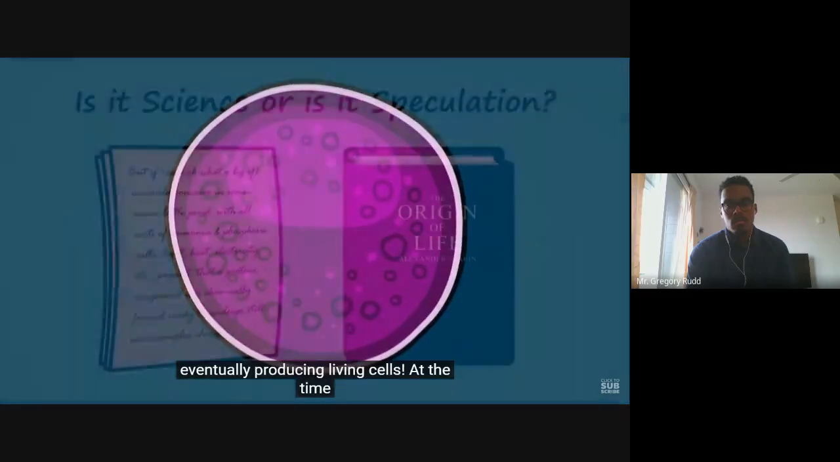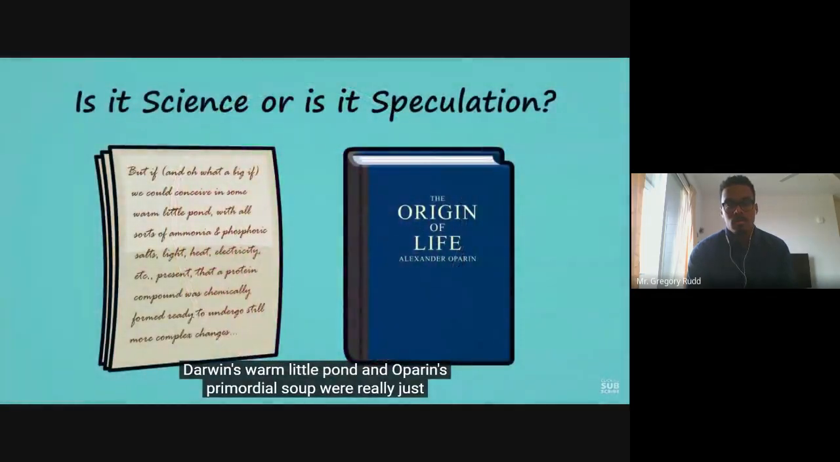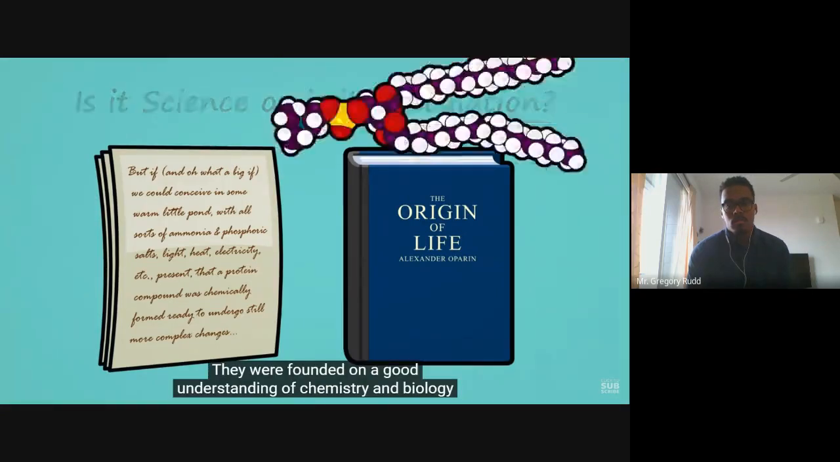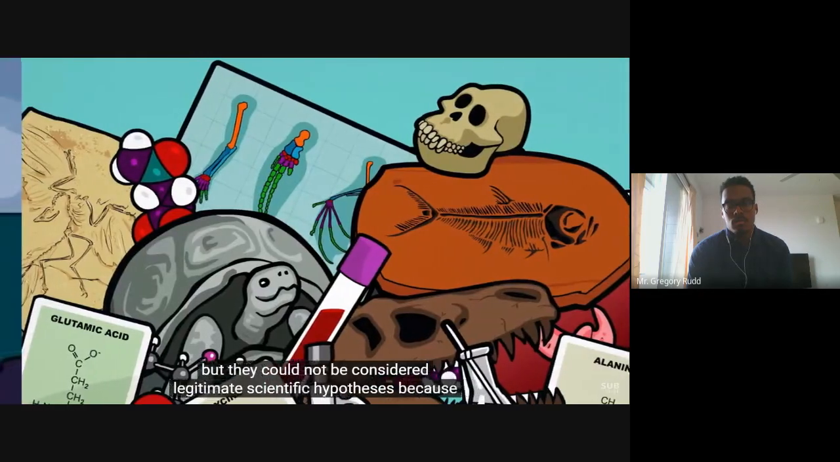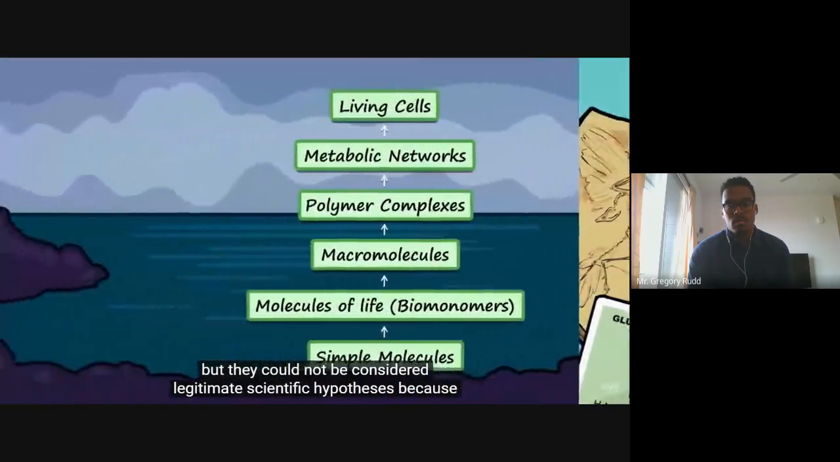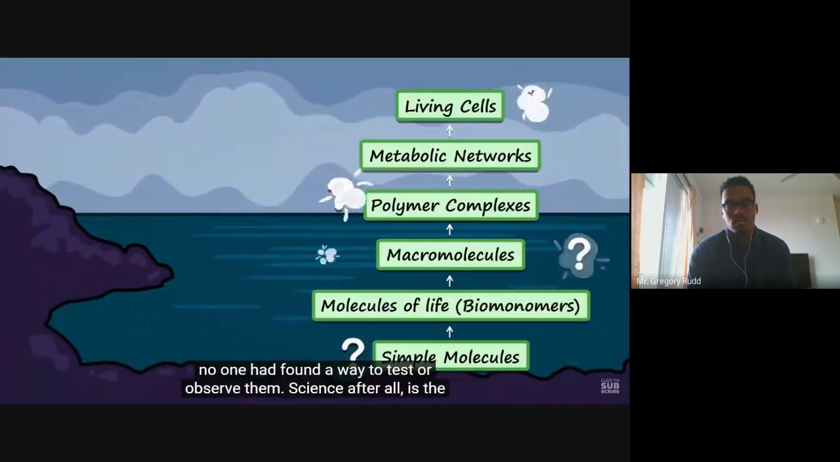At the time, Darwin's warm little pond and Oparin's primordial soup were really just speculation. They were founded on a good understanding of chemistry and biology, but they could not be considered legitimate scientific hypotheses because no one had found a way to test or observe them.